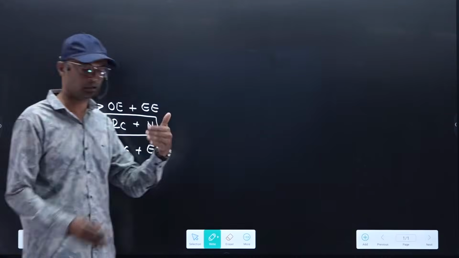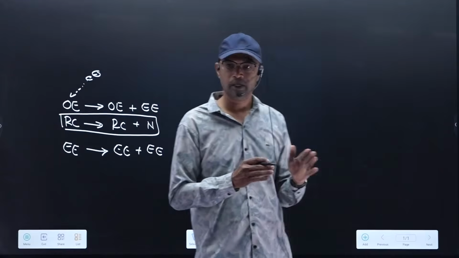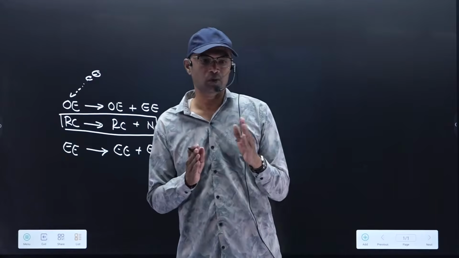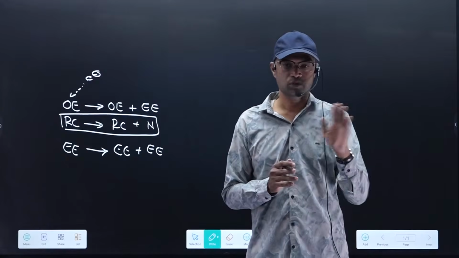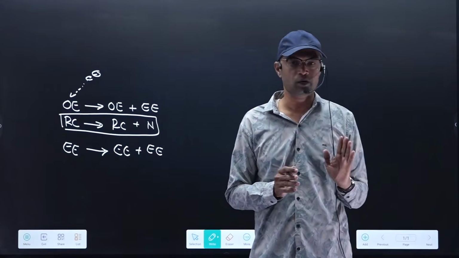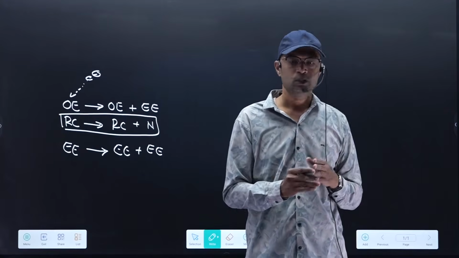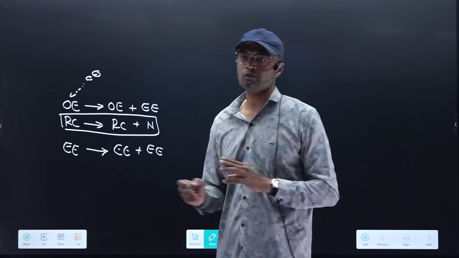So we need to know whether a fragmentation is possible or not, right? In mass spectrometry we are not doing random fragmentation. We cannot fragment in whichever direction we want. We are following some rules. So what are the three rules for mass spectral fragmentation?